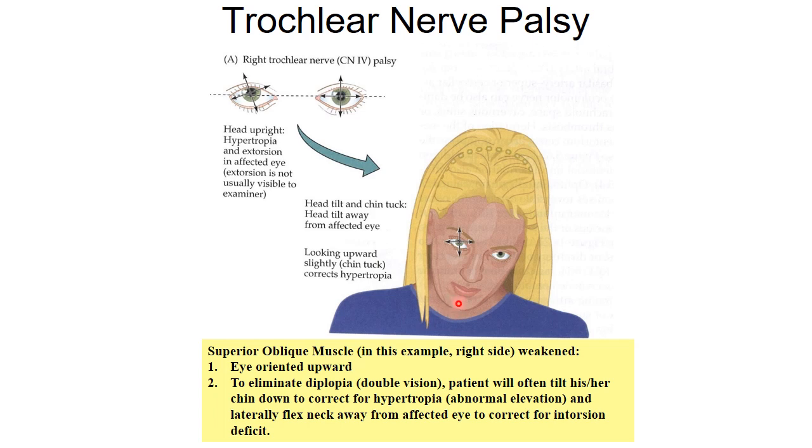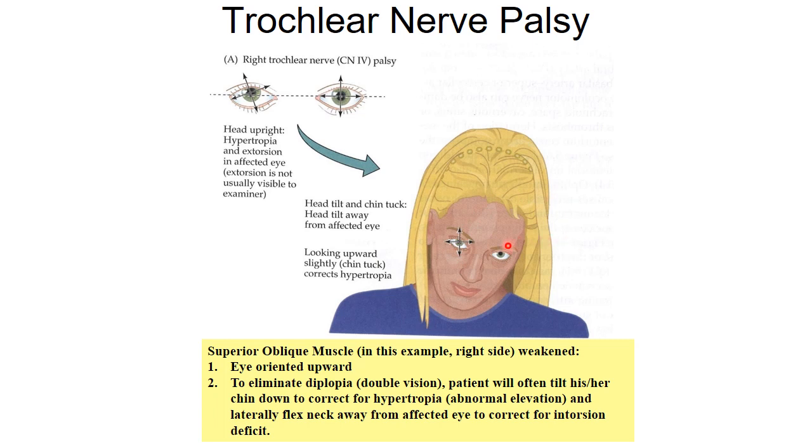It'd be nice if I could demonstrate this, but the chin kind of goes inward towards the chest. That moves the eye down a little bit by moving the entire head down, and that's compensating for the hypertropia. Okay, if you can't depress your eyeball, then depress your entire head, and the eyeball will come with it. And she's also tilting her head away from the affected eye.